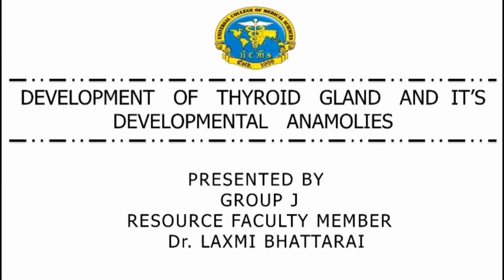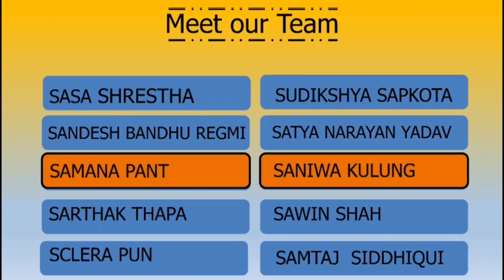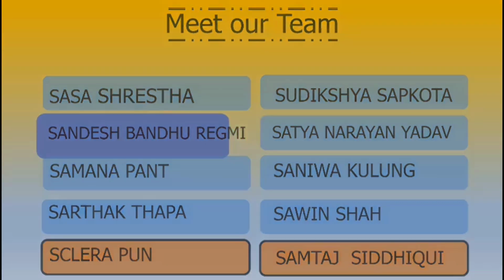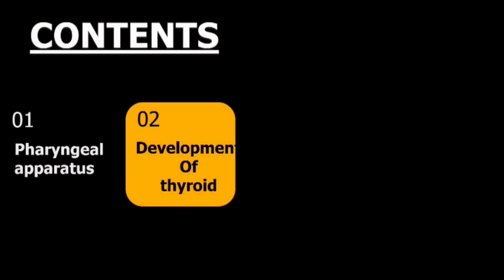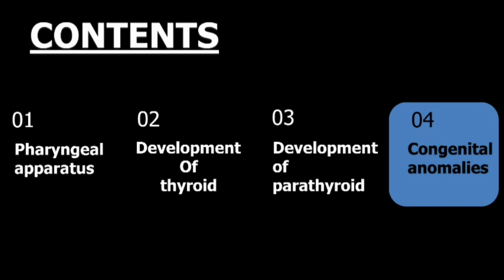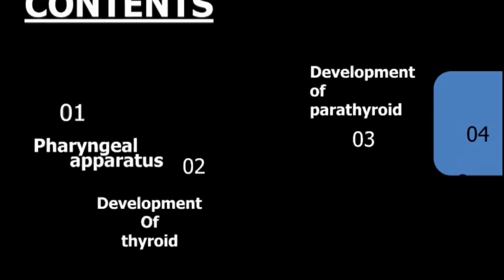Today our topic for the discussion is development of thyroid gland and its congenital anomalies. Meet our team. We are all together 10 members, led by Dr. Vatrai ma'am. Our content for today are pharyngeal apparatus, development of thyroid and parathyroid gland, and congenital anomalies. At last, we'll be showing you all a 3D video of development of thyroid gland.